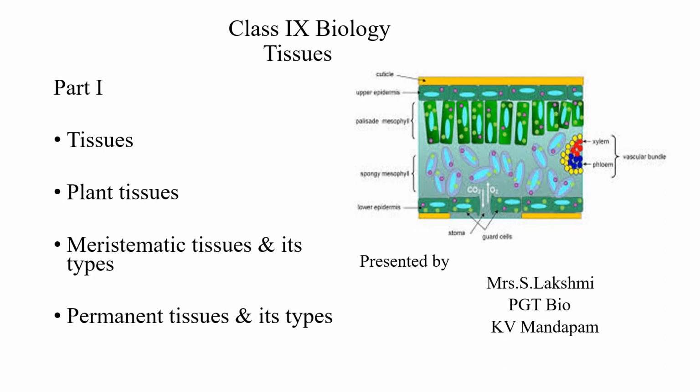Under this topic, part 1 consists of the following subtopics. Tissues, plant tissues. Then plant tissues, there are types of plant tissues. First one, meristematic. It has its own types. Then permanent tissues and its types. We are going to see about all these in detail.